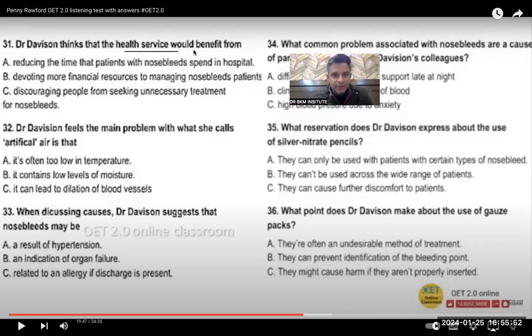So I will underline this word. Then I will underline this word. Main problem, the word main is very important for me. I will keep a note of it. Then the word artificial is important for me. Discussing causes, maybe because of this should be the easiest question, 33. But again, you can't guarantee, but 33 I feel should be easy. Then associated, particular concern, the word particular is very important for me. Then it comes to Dr. Davidson expresses about the use of silver nitrate, and the word reservation is very important for me, and the use of the Goj packs. So these are the words I would like to underline if it's my final exam.